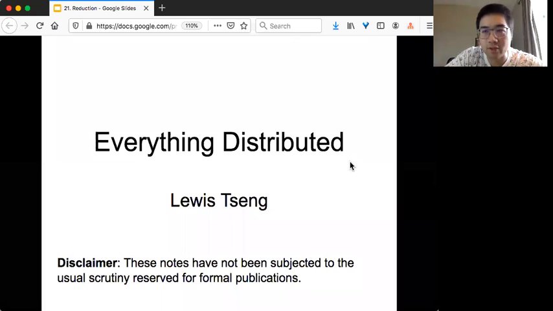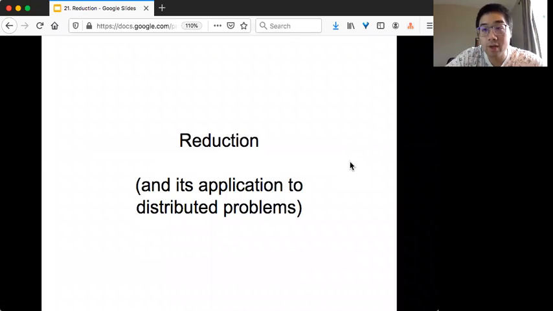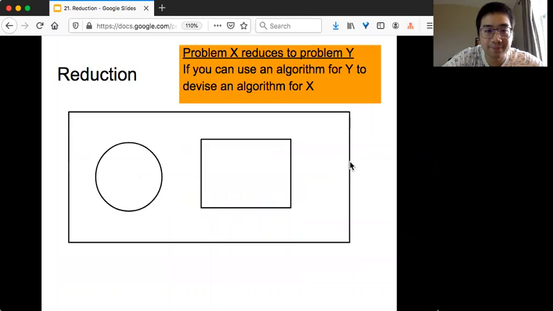Welcome to Everything Distributed. Today, we are going to talk about something that's slightly different from distributed computing, but that is very relevant to fundamental computer science. And the technique we are going to talk about is called reduction, and particularly we focus on its application to distributed problems and distributed systems.